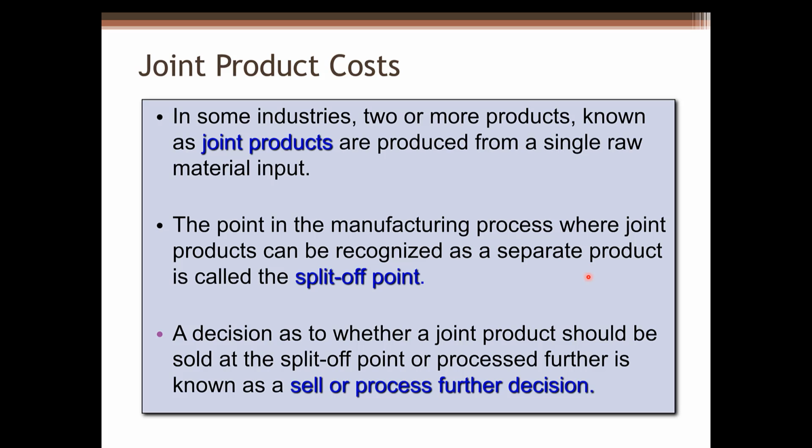The point in the manufacturing process where joint products can be recognized as a separate product is called the split-off point. A decision as to whether a joint product should be sold at the split-off point or processed further is known as the sell or process further decision.